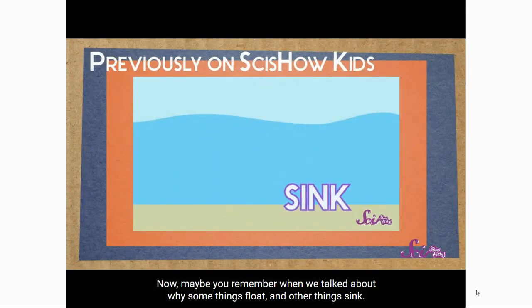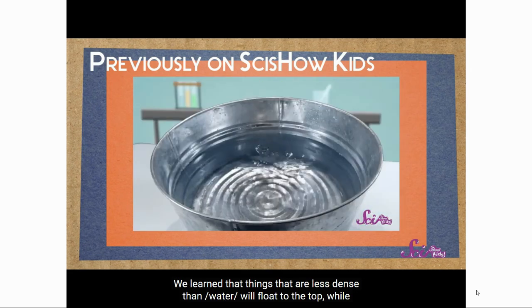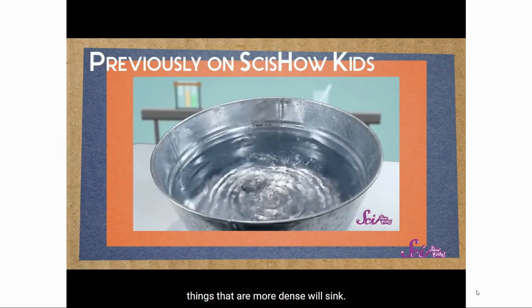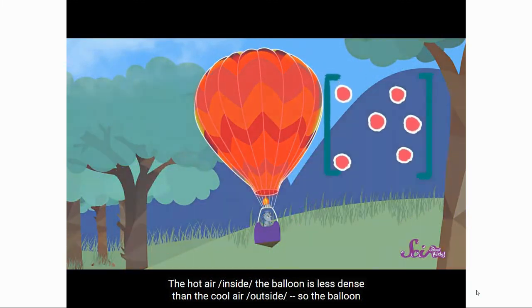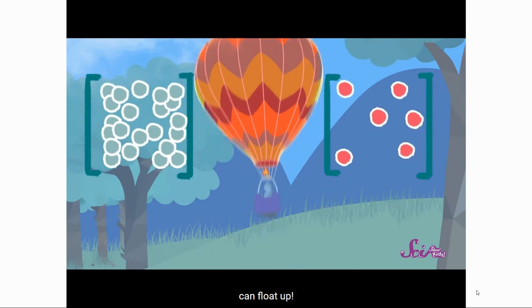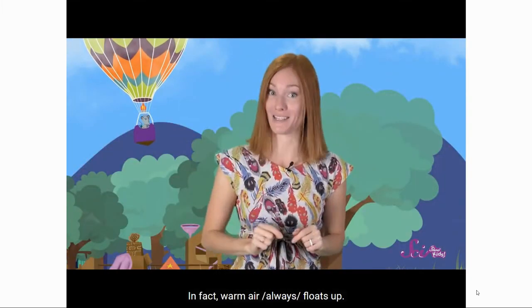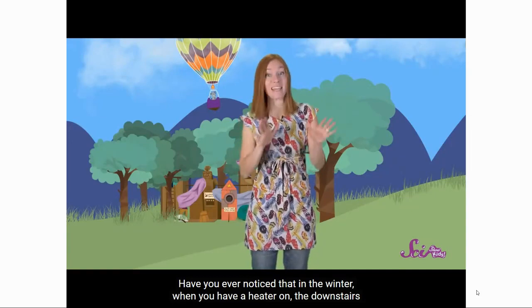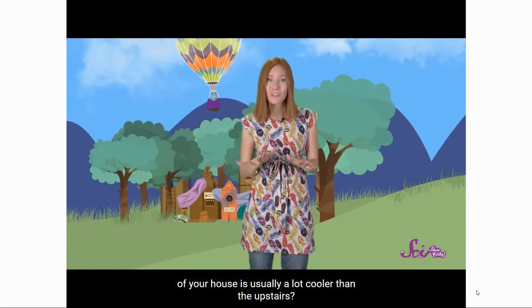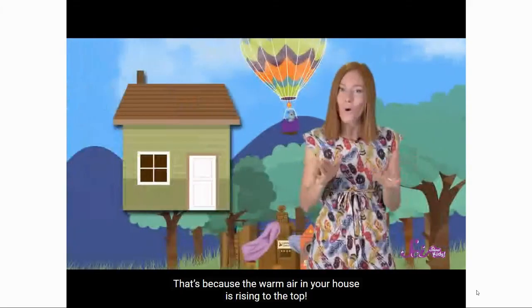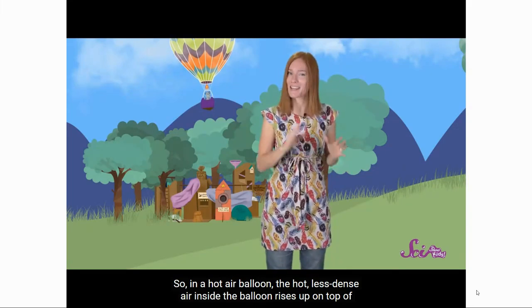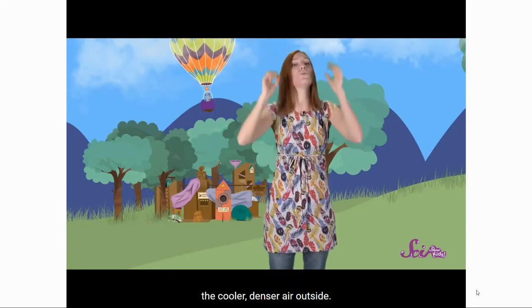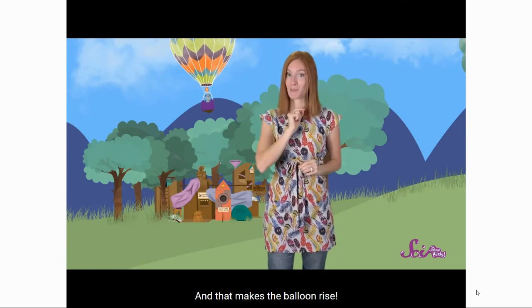Now, maybe you remember when we talked about why some things float and other things sink. We learned that things that are less dense than water will float to the top, while things that are more dense will sink. And the same is true with our balloon. The hot air inside the balloon is less dense than the cool air outside, so the balloon can float up. In fact, warm air always floats up. Have you ever noticed that in the winter, when you have the heater on, the downstairs of your house is usually a lot cooler than the upstairs? That's because the warm air in your house is rising to the top. So in a hot air balloon, the hot, less dense air inside the balloon rises up on top of the cooler, denser air outside, and that makes the balloon rise.